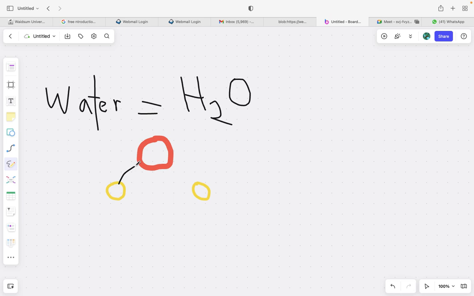Then it bonds here. And it bonds here. This is the structure of a water molecule. This one is one atom of hydrogen, and this is another atom of hydrogen, and one oxygen. This is the oxygen. So this whole thing is called a molecule. It's one molecule of water. Because there's one at the back here.